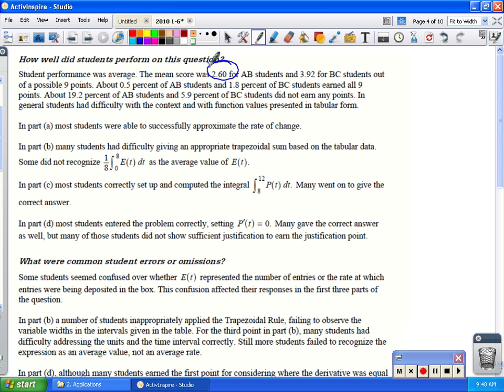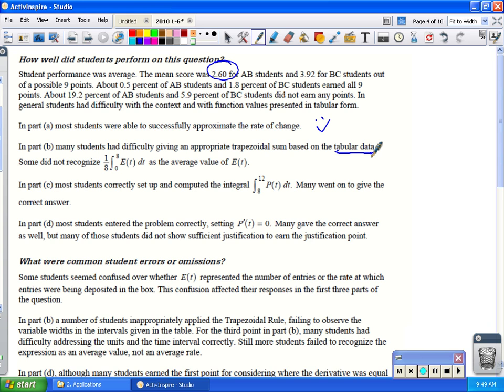In part A, what were kids successful doing? They said kids did a great job here. In part B, many students had difficulty giving an appropriate trapezoidal sum based on the tabular method. That means because it came out of a table. I guarantee you that a lot of students didn't use the right intervals. They made an assumption.